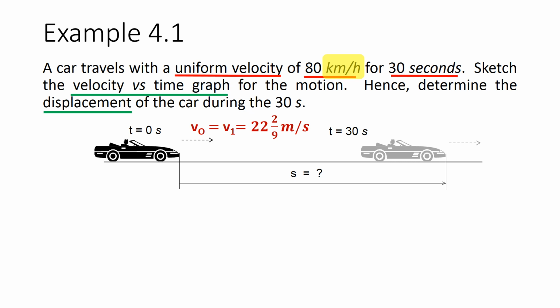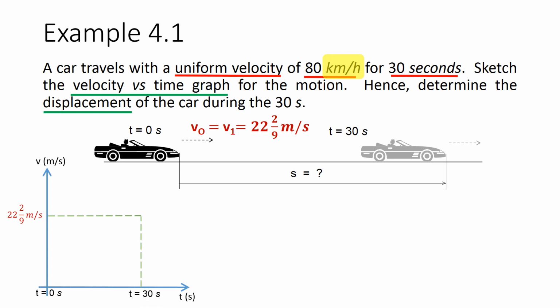Now, the first task is to sketch the velocity time graph. Obviously, the velocity time graph has velocity as the y-axis and time along the x-axis. Looking at the problem statement, we understood that at time t equals 0, the car is traveling at 22.9 meter per second for a period of 30 seconds. So the velocity time profile of this vehicle will be a horizontal line across.